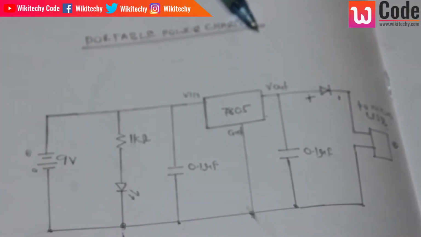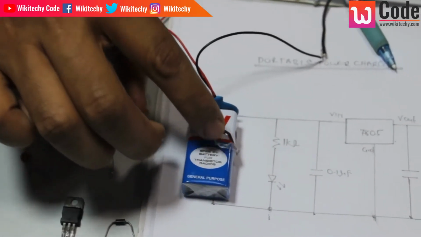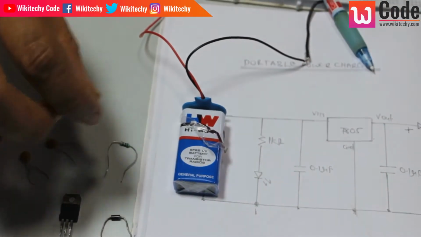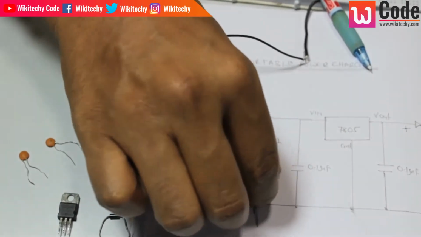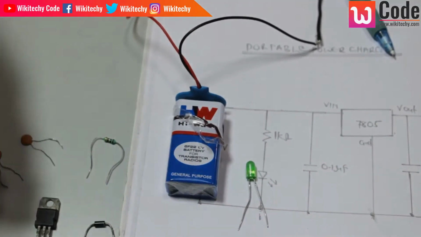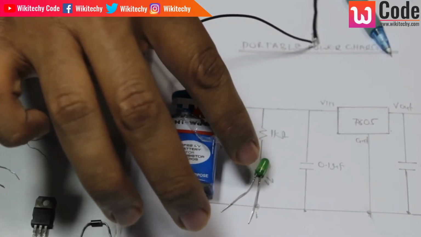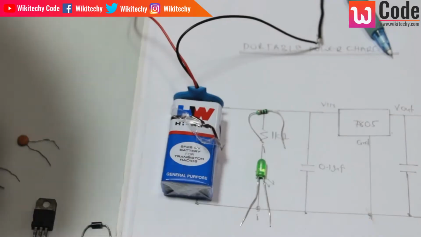So here is the battery. I got my battery here. From the 9 volts, the charge is moving out to the circuit. To check whether this battery has charge or not, I got an LED here. And to safeguard this LED, because 9 volts will hurt it, I need a resistor.